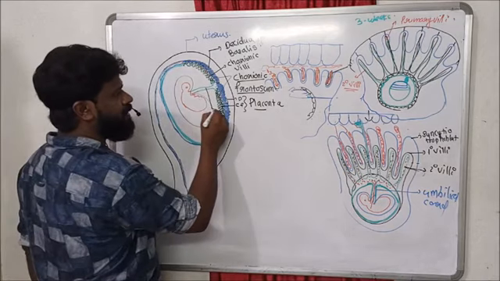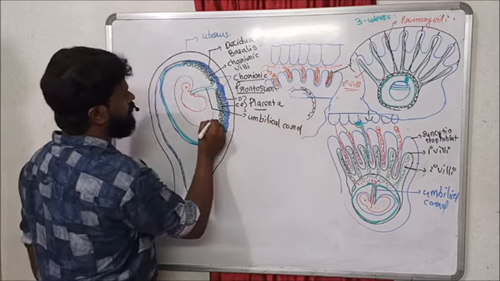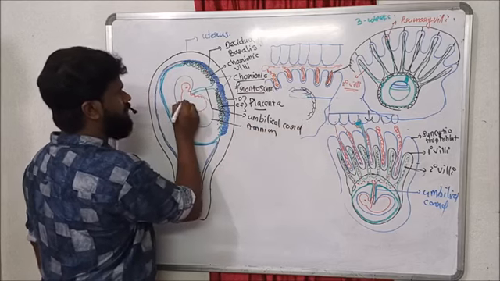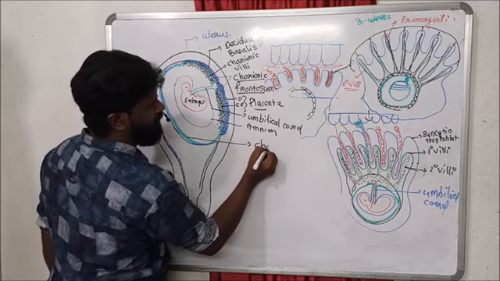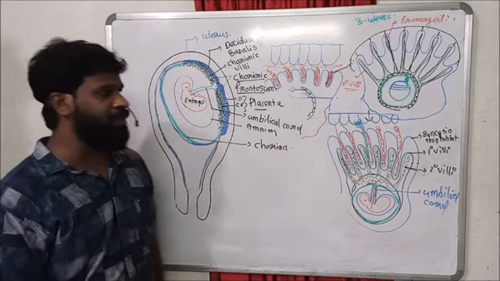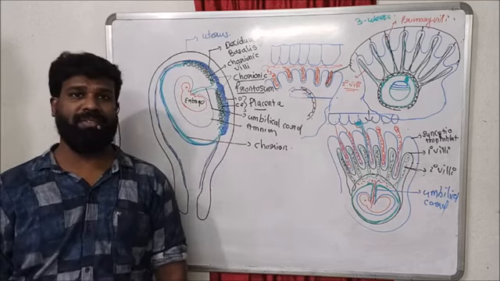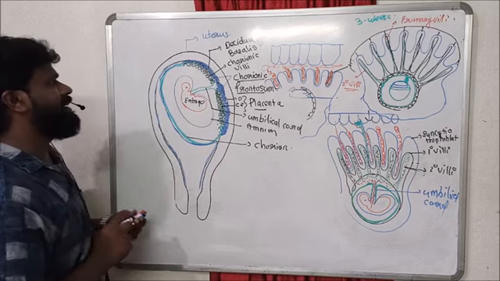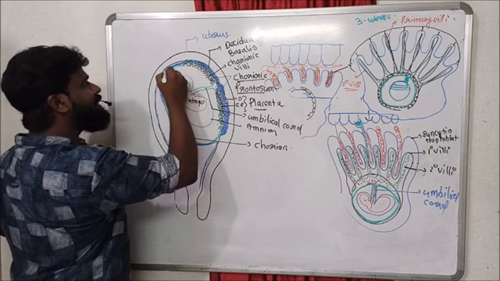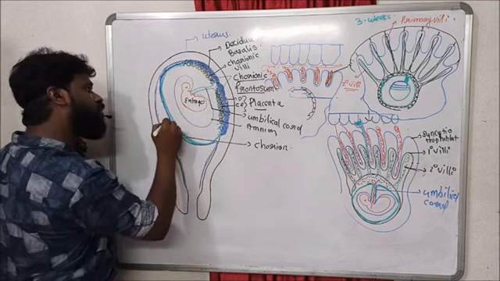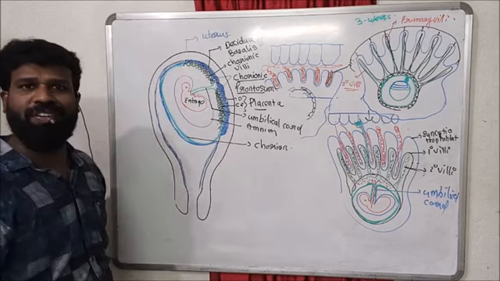Then what is this portion? This is the umbilical cord. This one is the amnion. This is the embryo. And this green colored portion is the chorion. This chorion is formed from the syncytiotrophoblast, cytotrophoblast and extraembryonic mesoderm. Here this blue colored portion is the decidua, and this decidua extends and surrounds this chorion.